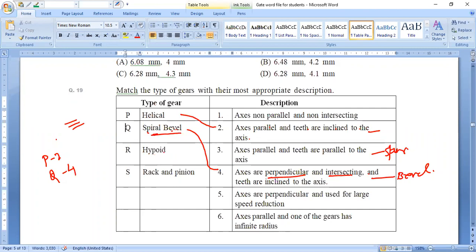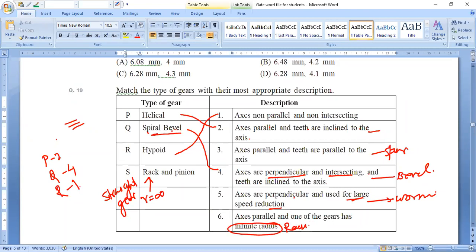Third is hypoid. In hypoid, axes are non-parallel and non-intersecting. So R is the best match with 1. Rack and pinion: the radius of the rack is infinite. It is a straight gear, so the radius is infinite. Axes are perpendicular and used for large speed reduction: for large speed reduction the gear used is worm, and worm is not an option on the left side. So axis parallel and one of the gears is of infinite radius. Infinite radius means it is a rack. So S is the best match with 6.